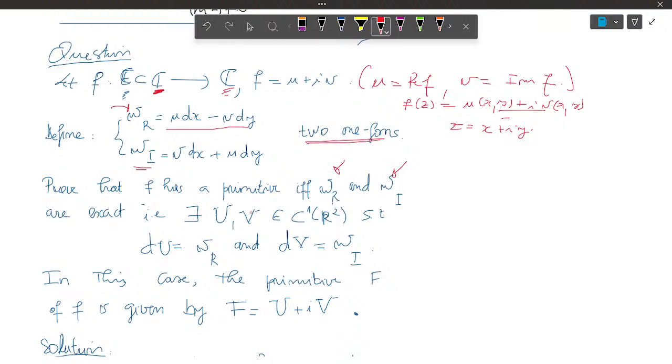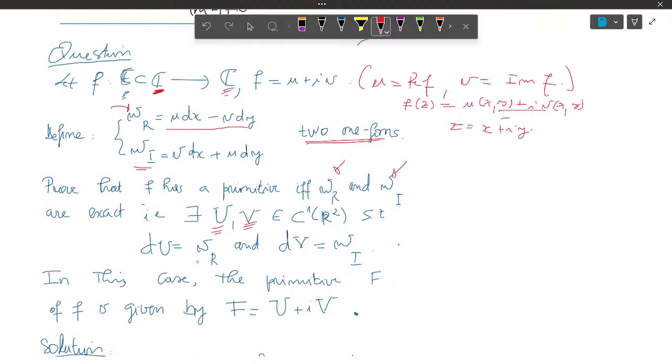What does it mean that a one form is exact? For omega R, it means that we can find a C1 function that we call here capital U such that dU is equal to omega R, and for omega I it also means that we can find a C1 function that we call capital V such that dV is equal to omega I.